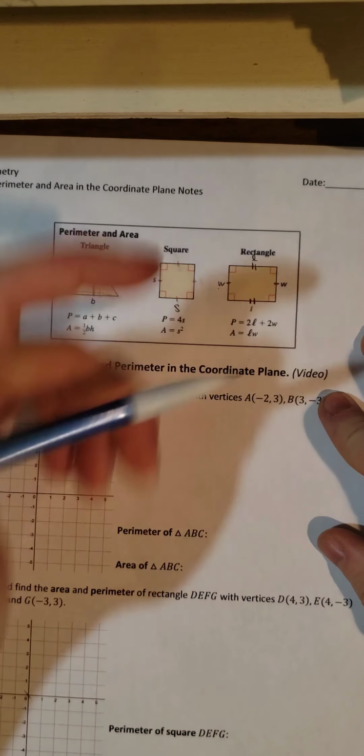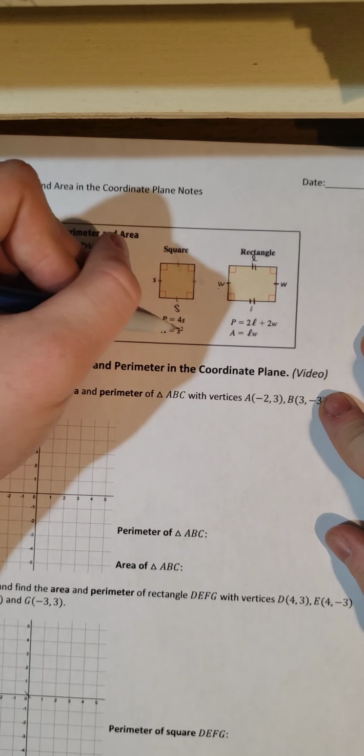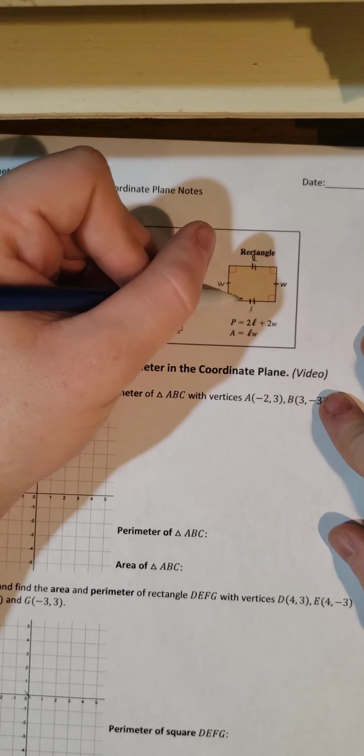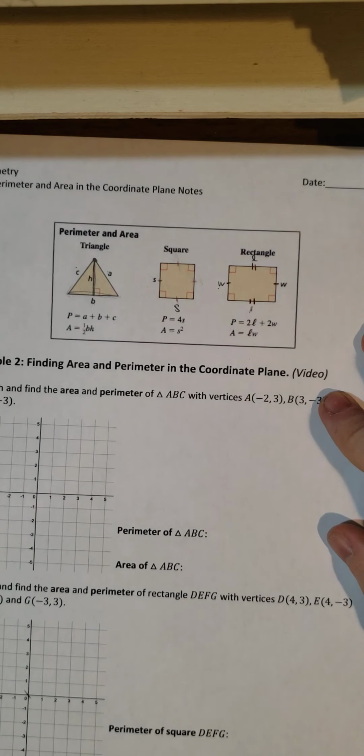The area, very similar to the square, instead of taking a side times a side, so side squared, you're going to take the length times the width. And again, you only need to find one length and one width, and then you just multiply those two together.